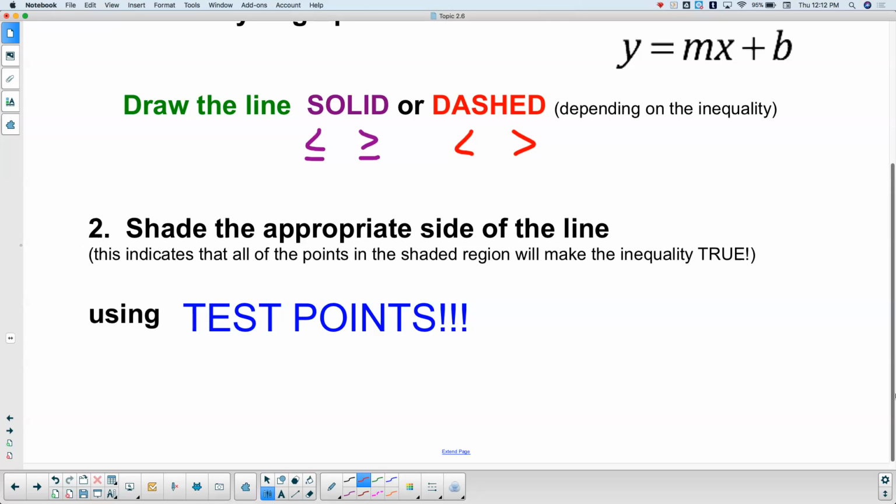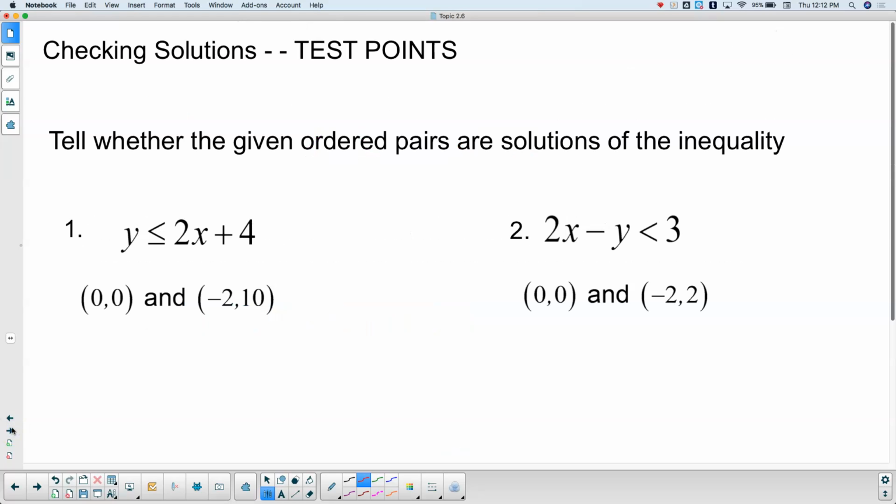So let's start with test points. Just get ourselves back warmed up with that. Okay? So checking solutions, test points. Tell whether the given ordered pairs are solutions of the inequality. Well, what you do is you take this test point, and remember it's got an x part and a y part, and you plug that back in to your original inequality.